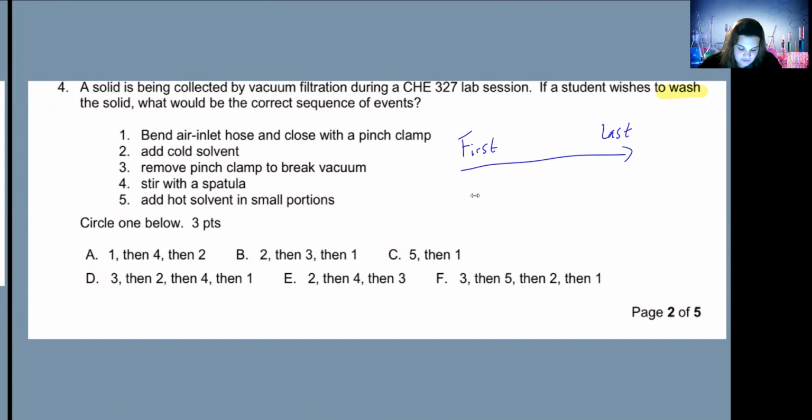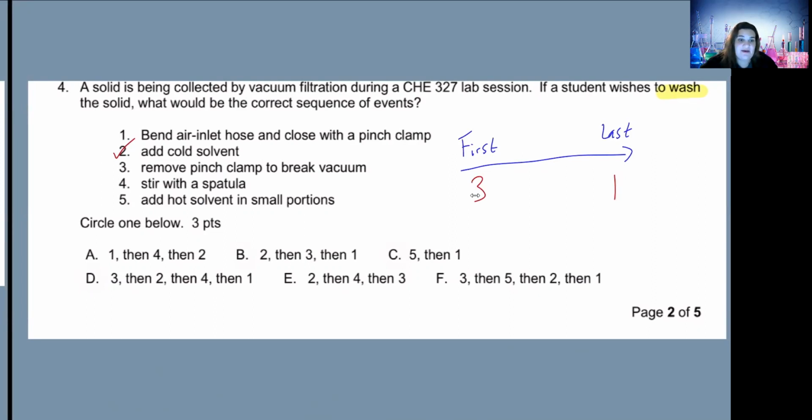So number 1 says to bend the air inlet hose and close it with a pinch clamp. Well, closing the vacuum is our last step. So that would be 1. 2 is to add cold solvent. I don't know where it's going to go yet, but I do like that step. So I'm going to put a check mark next to it. 3, remove the pinch clamp to break the vacuum. Excellent. That's my first step. Right, want to break the vacuum open.